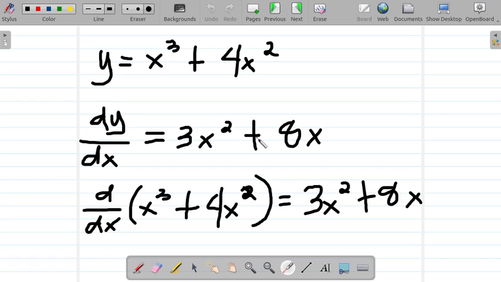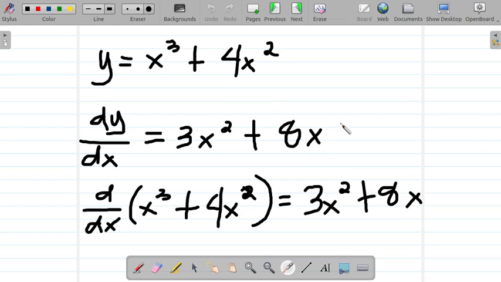So, we already know that using the power rule. But d over dx times y, which is x cubed plus 4x squared, is d over dx. It simply tells you what you should do. It means it wants you to derive y in terms of x. The dy over dx is simply the answer of the derivation.